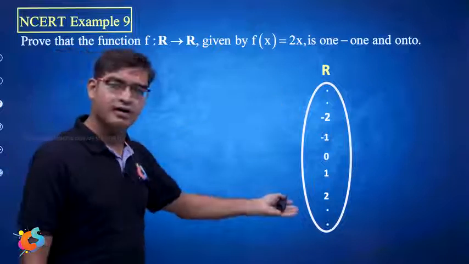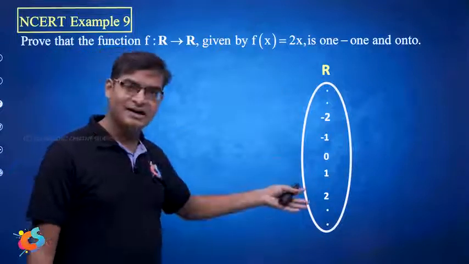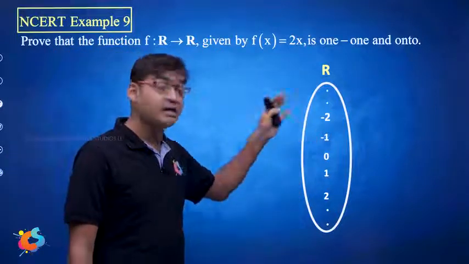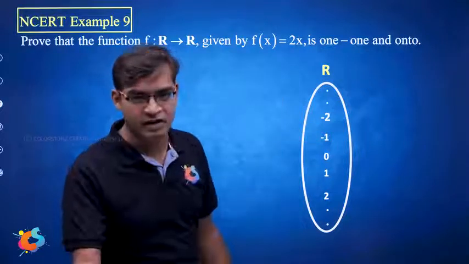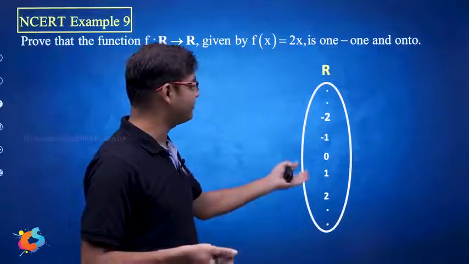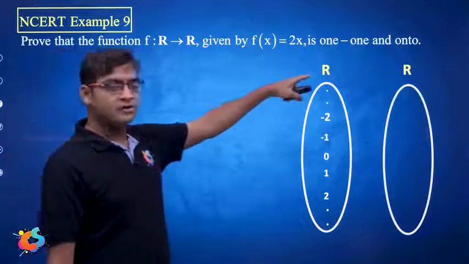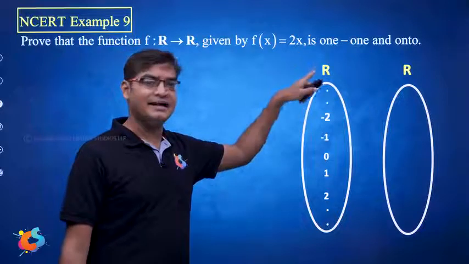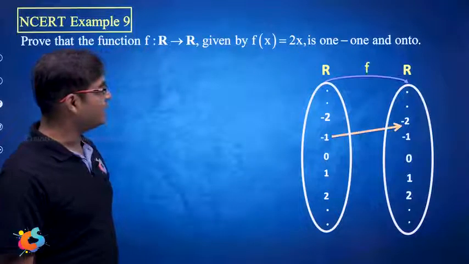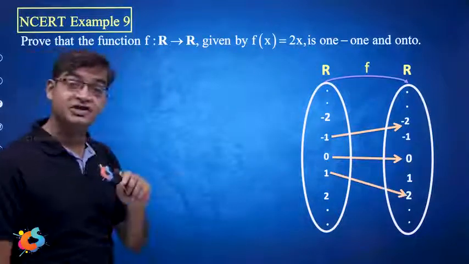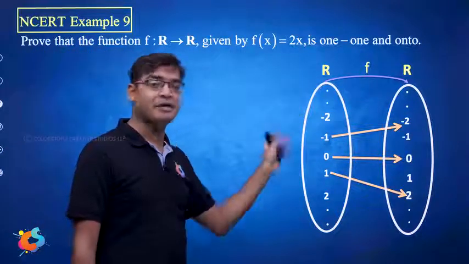So therefore you'll have all real numbers. I have given only some real numbers. Of course, there are infinitely many real numbers between -2 and -1 also, but we cannot write all of them. So we have taken some. Okay. Next, there are some real numbers here also. This is not relation R. This is the real number set. Okay. So we have a function f, which is mapping from R to R.